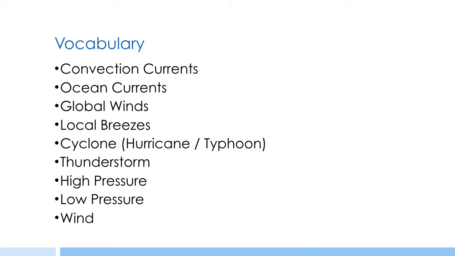All right, so we've got some vocab words with this lesson, not quite as many as the last one. And we have a couple that are repeats, but we have convection currents, ocean currents, global winds, local breezes, cyclones, which include hurricanes and typhoons, thunderstorms, high pressure, low pressure, and wind. We'll be doing some notebook pages in class for all of these vocab words.